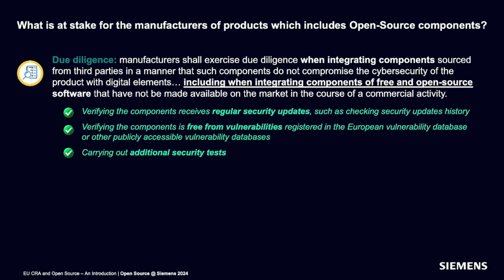What does due diligence mean? This applies to any components that you integrate inside your final product. It doesn't apply only to open source, but also to any type of component, also non-open source. So you need to verify that the product has regular security updates. You need to verify that the product doesn't have known vulnerabilities. And likely you should do additional testing. This comes with some additional obligations.